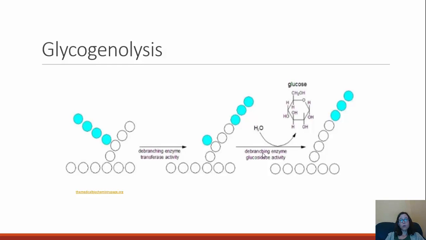And then we have the 1,6-glucosidase enzyme activity, I should say, which then releases this last glucose in the form of free glucose. And then you can see the result is that we have one less branch on the glycogen molecule.